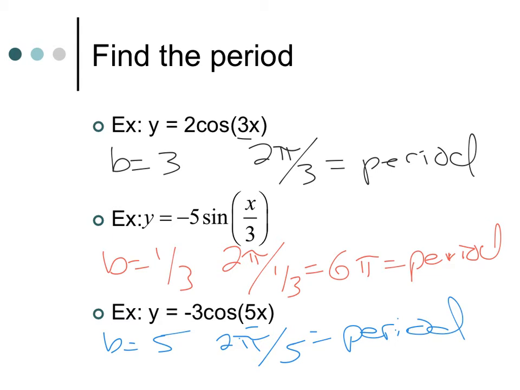So again, looking at this, we have some patterns here. We had a whole number, something greater than 1 for these two, that created a shorter function. And then we had a fraction between 0 and 1 that created a longer function. And that's a general pattern. If your b value is greater than 1, then your function is going to be shorter. If your b value is between 0 and 1, then it's going to be longer.